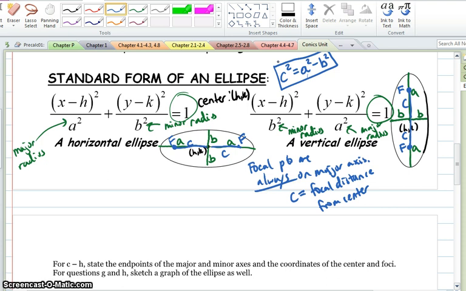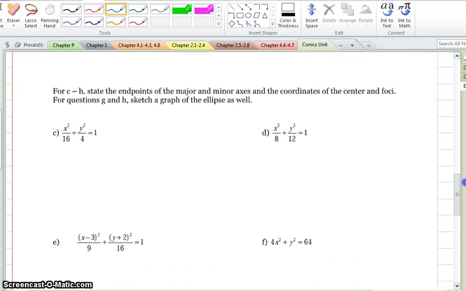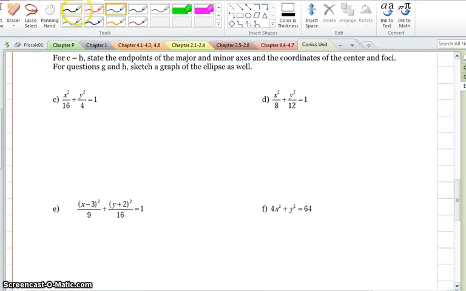So those are kind of the big things. So let's take a look at a couple examples. I'm just going to do two with you guys so you can see how they're done. So let's take a look at C, and you can get the rest of the notes from the notes you got from the sub today.